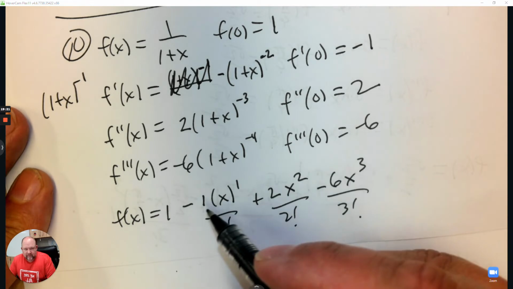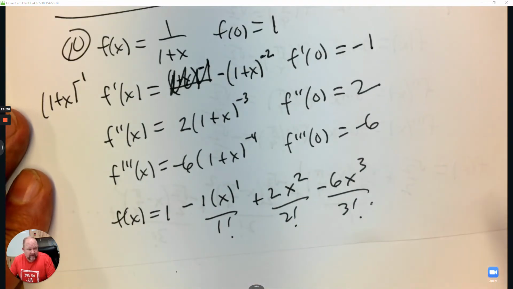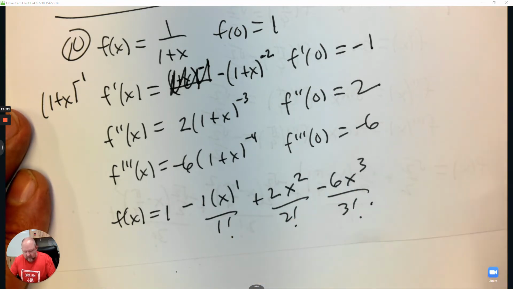And honestly, this simplifies. The 1's divide out, the 2's divide out. 3 factorial is 6, so the 6's divide out. It ends up being x to the 1, x squared, x cubed, x to the 4th. Just alternates back and forth.